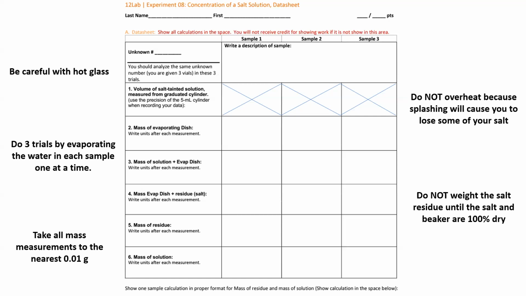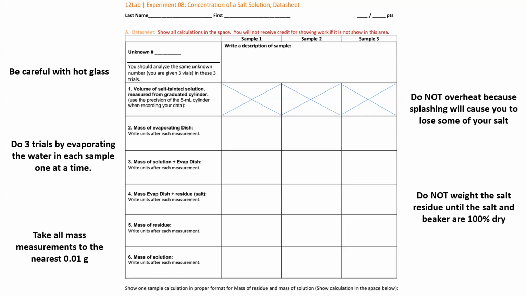And then you can calculate the difference, right? So the mass of the evaporating dish plus the residue minus the mass of the evaporating dish gives you the mass of the residue. The mass of the solution can be calculated from the mass of the solution plus the evaporating dish minus the mass of the evaporating dish. Remember that when you're doing subtraction, you need to always be consistent with the number of places after the decimal.